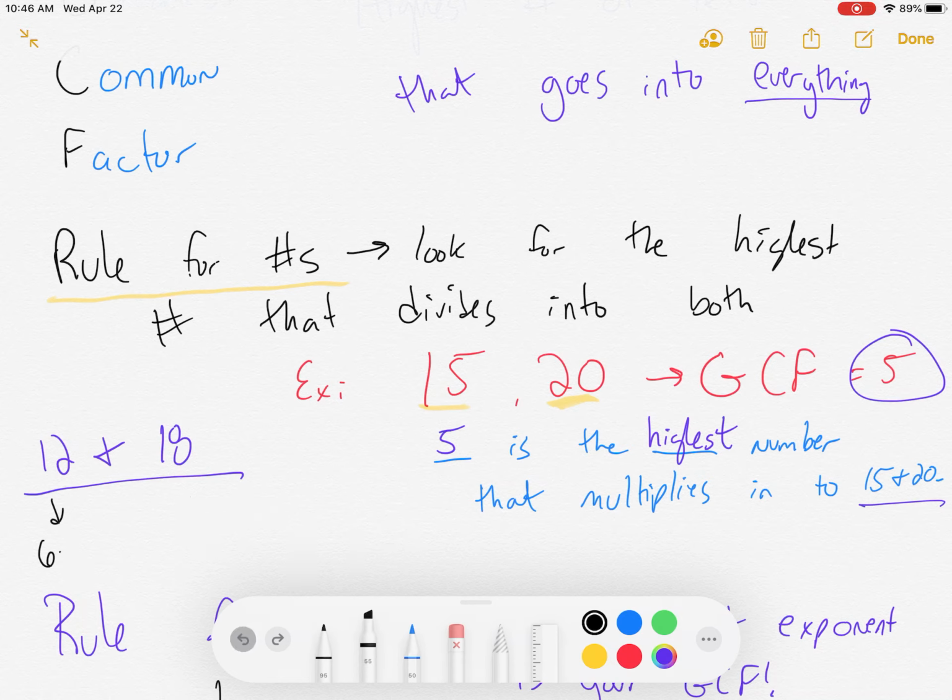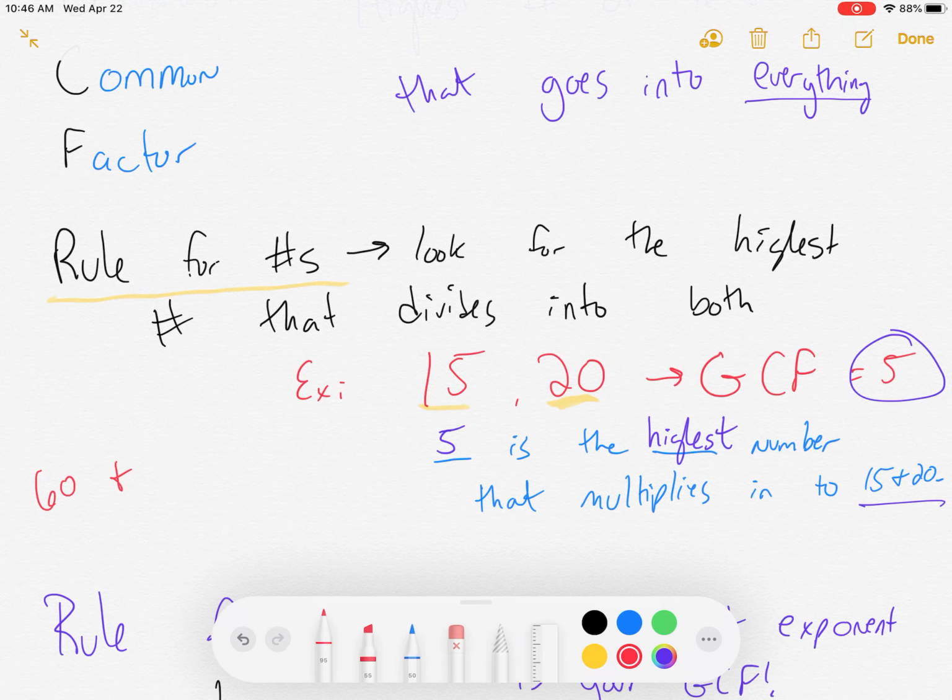Now, a common mistake here would be to say, well, 12 is 4 times 3, and 18 is 6 times 3, so since 3 goes into both, my GCF would be 3. Now, 3 is a factor of 12 and 18, meaning it multiplies into both, but it's not the greatest common factor, because the highest number that multiplies into both would be 6. So although 3 is a factor, it's not the greatest common factor because there's a higher one that multiplies in.